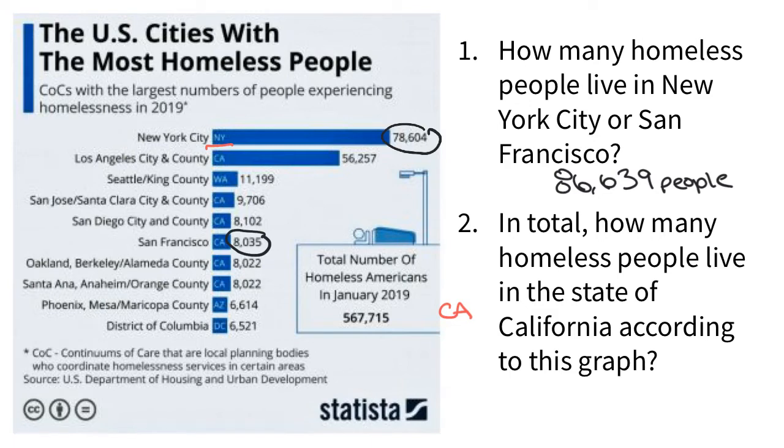So Los Angeles City and County is California. Seattle King County is Washington, so I don't care about that one. The next one, which is San Jose or Santa Clara County, is California. This is also California, California, California, California. And so now I, on my calculator, need to add all of these numbers together to get the total number of homeless people living in California according to this graph. And when I put all of this information into my calculator and add it all together, I find that the total number of homeless people living in the state of California, according to this graph, is 98,144 people.